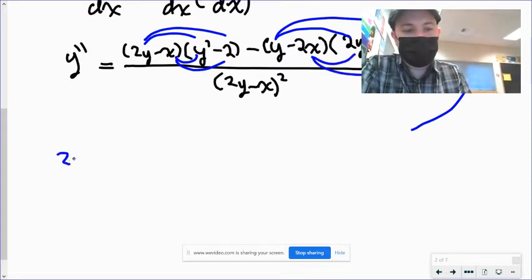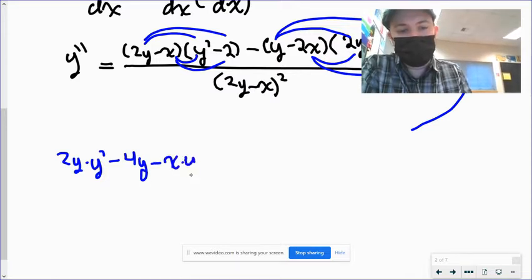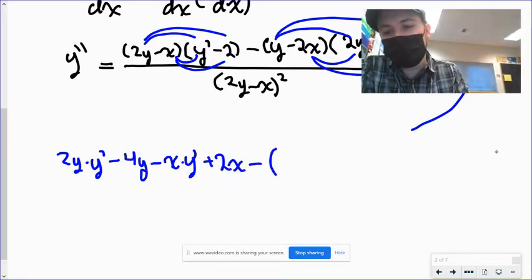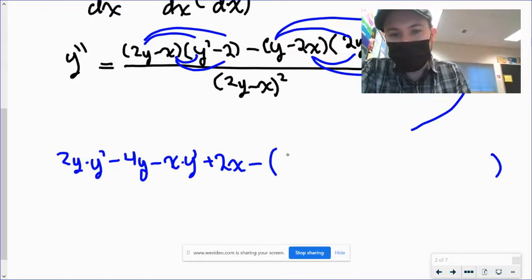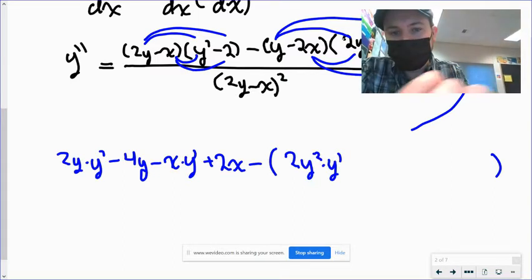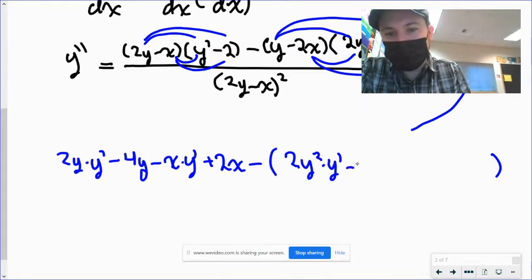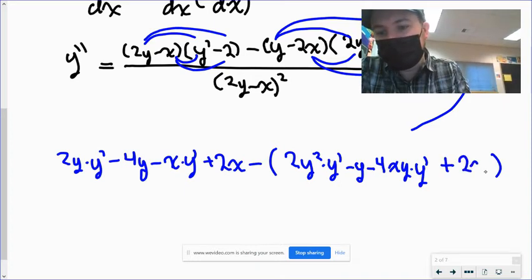So here we are. 2y times y prime minus 4y minus x times y prime plus 2x minus whatever I get when I double distribute the next two terms. So 2y squared y prime minus y minus 4x y prime plus 2x. All right, there's a lot going on there.